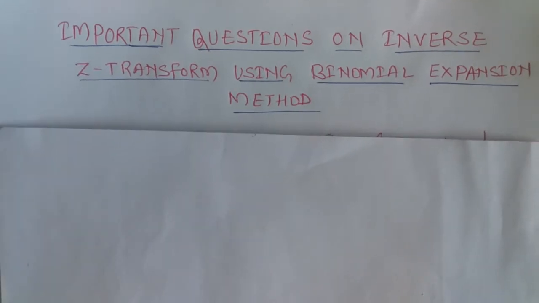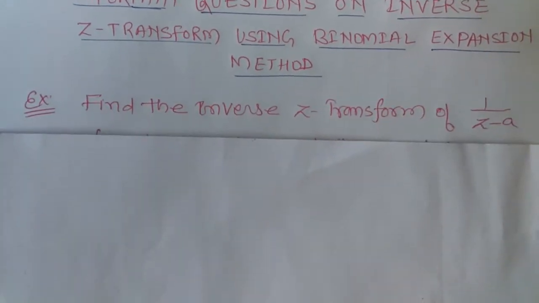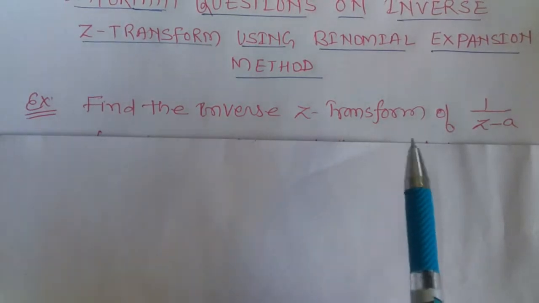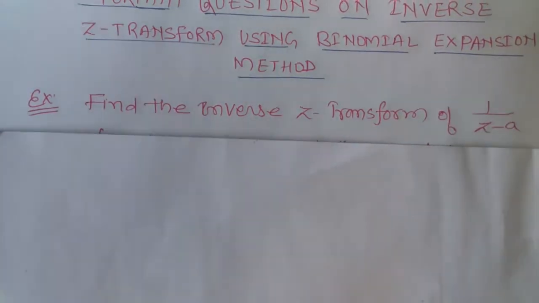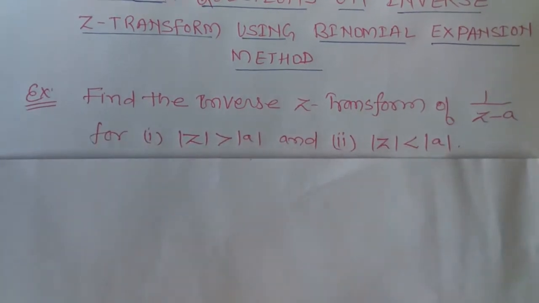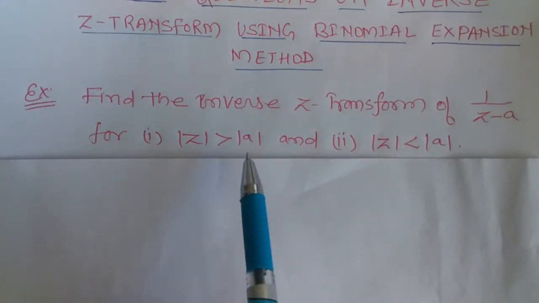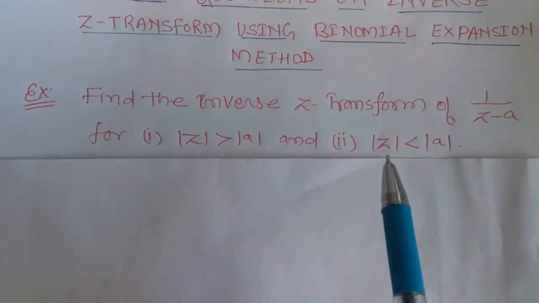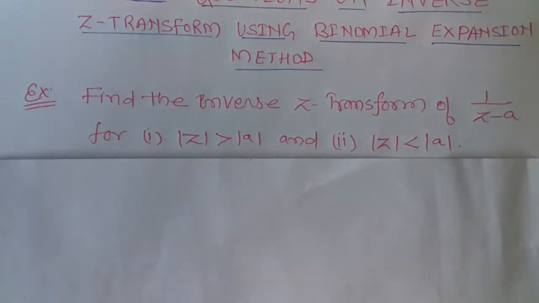So our first example is: find the inverse Z transform of 1 upon Z minus A for mod Z greater than mod A and second, mod Z less than mod A. So here we are given two regions of convergence. First is mod Z greater than mod A and second is mod Z less than mod A. And we have to find the inverse Z transform of 1 upon Z minus A in these two regions of convergence.